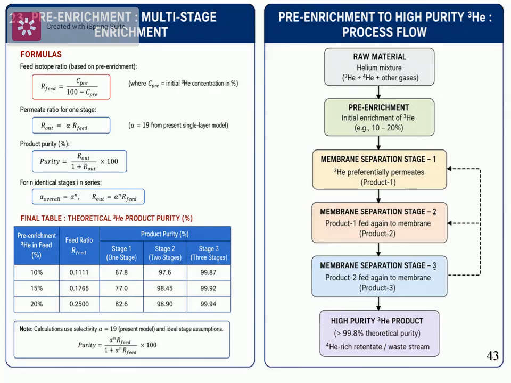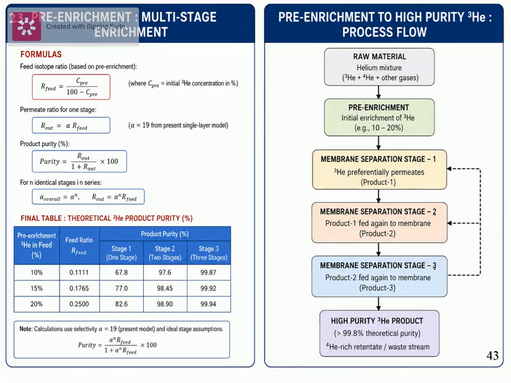Now, let's see how we can achieve very high purity helium-3 using multiple stages. Part first, table and formulas, that is the theoretical purity. Our single membrane gives selectivity 19. With multiple stages, selectivity multiplies. That is 19, 19 squared and 19 cubed. From a 10% helium-3 feed, one stage gives 68% purity, two stages give 97.6% purity and three stages give 99.8% purity.